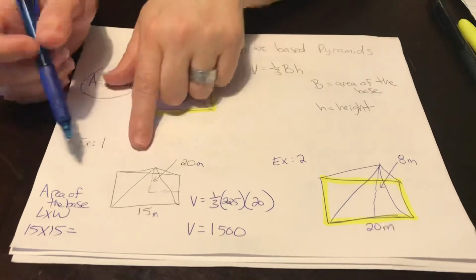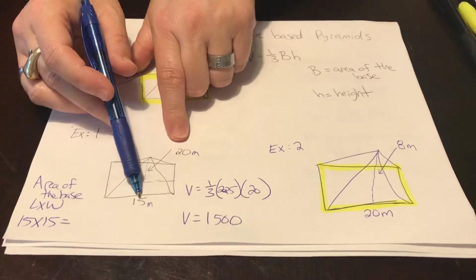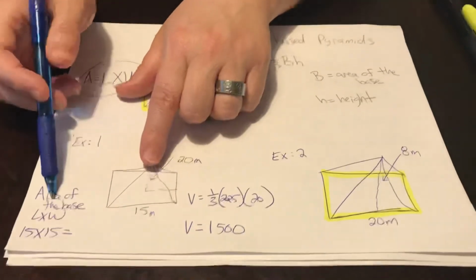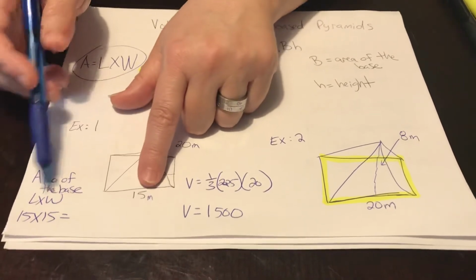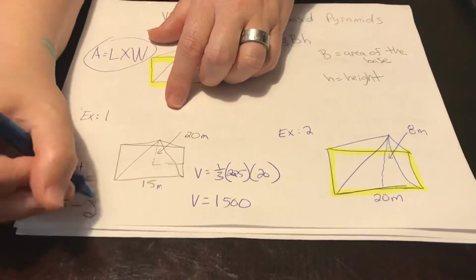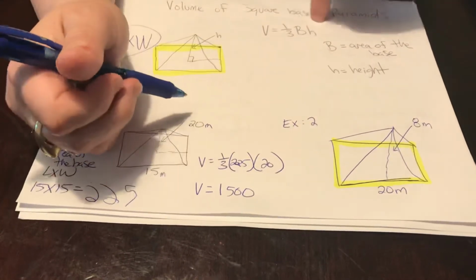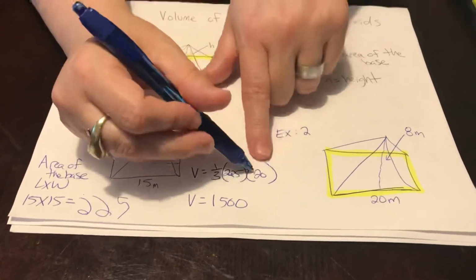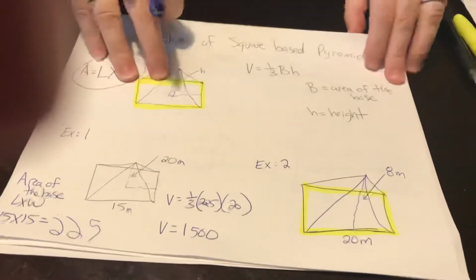So, for example, 1, the height is 20, and the base, the side of the base is 15. So before you could solve this, you have to find the area of the base. So if you know this side's 15, then you're going to do length times width. So 15 times 15, which is 225. Okay? You have to find that first. Then you can take the formula here and plug in what you have. 1/3 times 225 times 20 gives you 1,500. Okay? All right, let's go ahead and do another example.